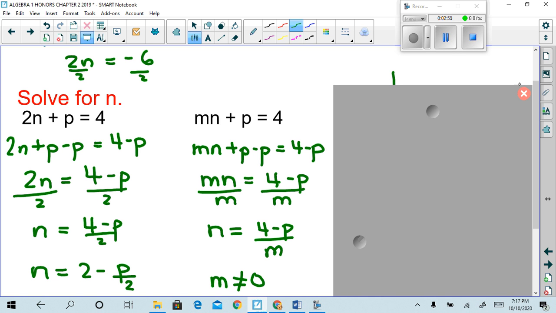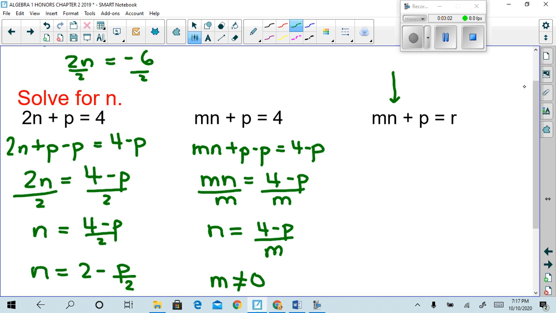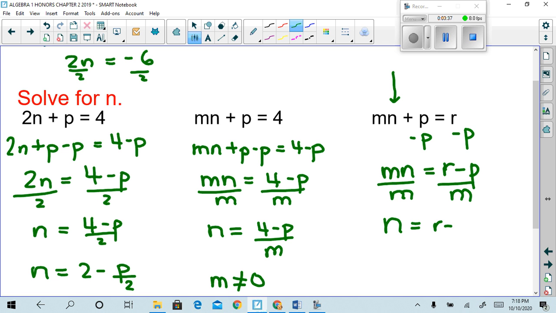One last equation. I've now taken out all the numbers and replaced them with another variable. I am going to do the same process once again. I will subtract p from both sides. That leaves me with m times n is equal to r minus p. What will I do next? Divide by m. Dividing by m leaves me with n is equal to r minus p divided by m.